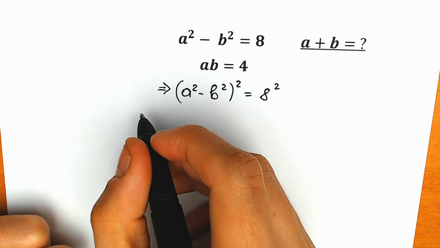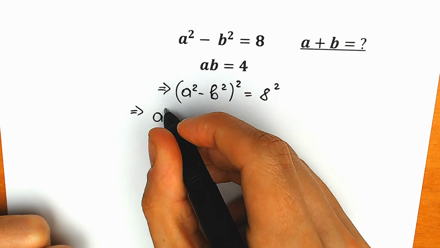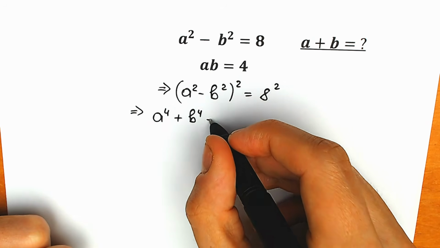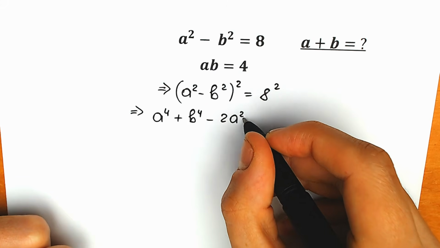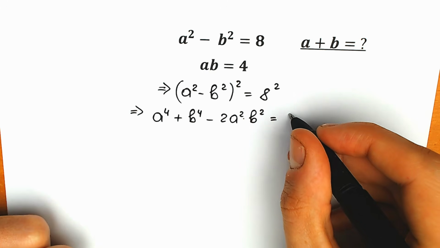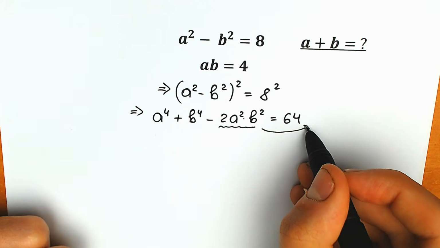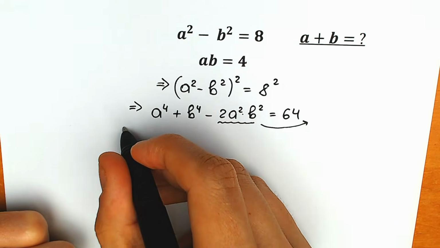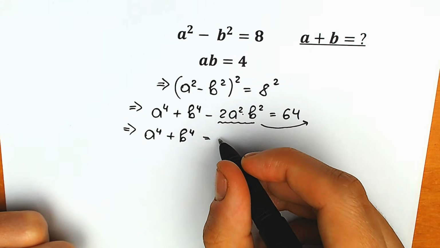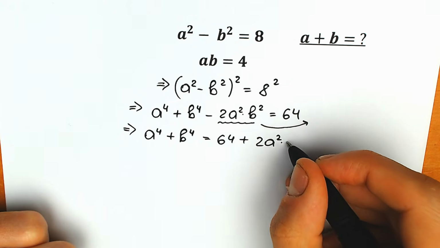This is our classic school formula, but we don't have a and b. We have a square and b square, but it doesn't matter. This is equal to a to the power 4 plus b to the power 4 minus 2 times a square times b square. So this is our left side. On the right side, we have 8 square equal to 64. Right now, let's write this expression on the right side. What do we have? a to the power 4 plus b to the power 4 equal to 64 plus, not minus but plus, 2 times a square times b square.